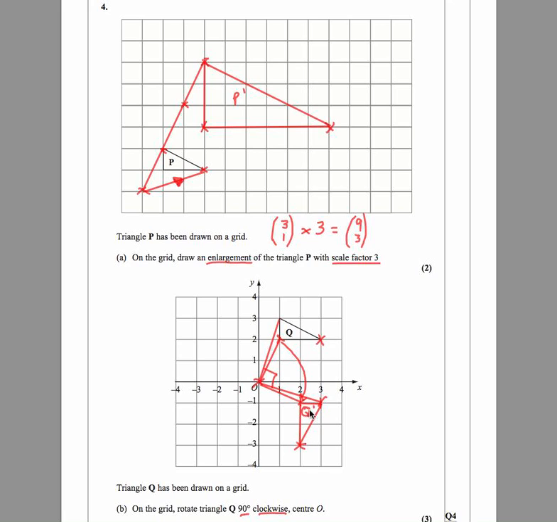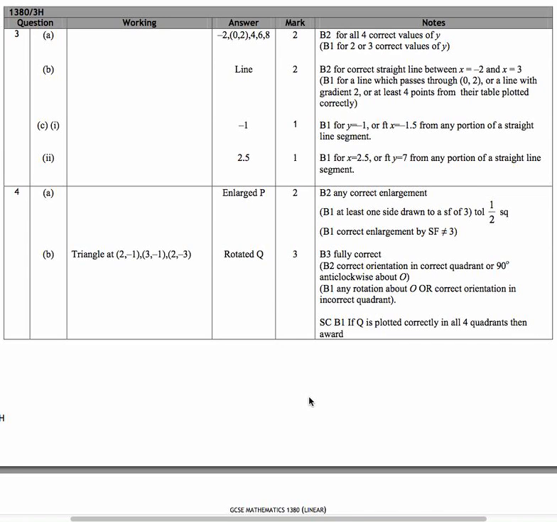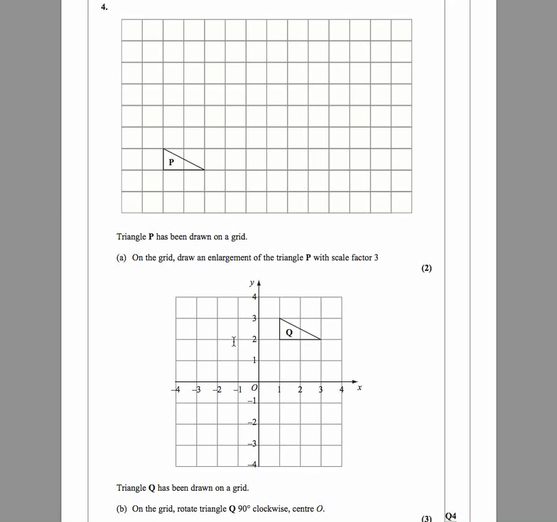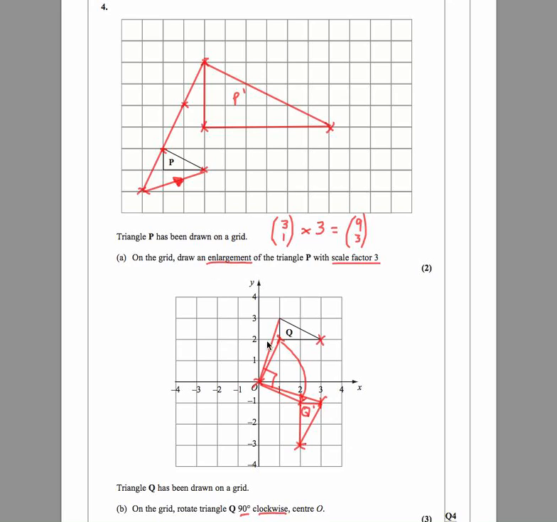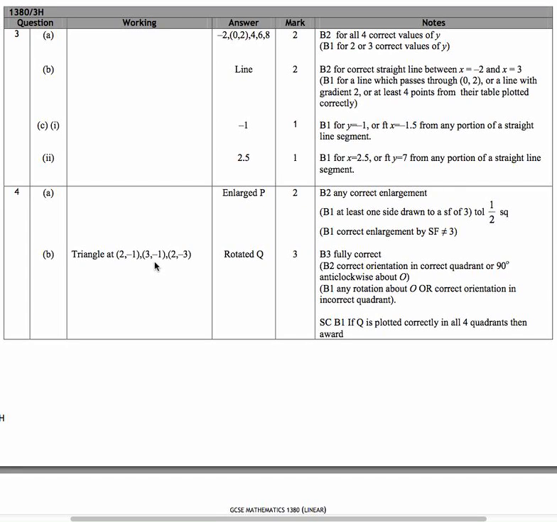Okay, and let's just check the mark scheme. The triangle at 2 by -1. Two across by -1, yep. Our others are 3, -1 and 2, -3. 3, -1 and 2, -3.